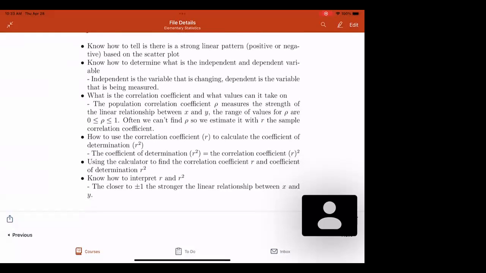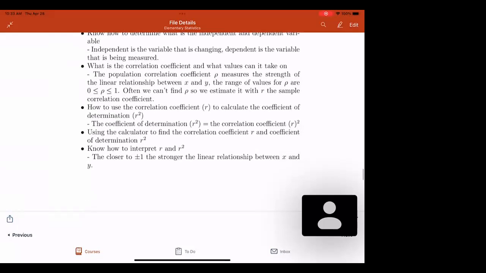Know how to determine what is the independent and dependent variable. If I give you a graph, you can just look at the axes and see which axis is which. The x-axis is the independent variable, the y-axis is the dependent variable. Like I said there, the independent one is the one that is being changed to see how it affects the dependent variable, the result variable or the response.